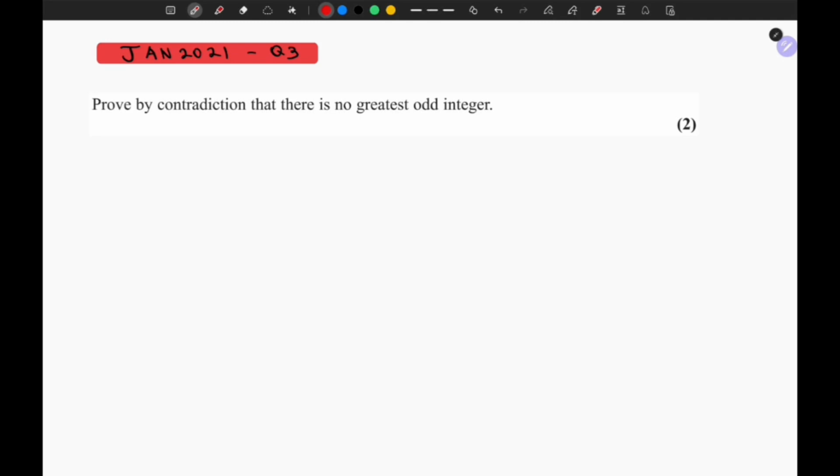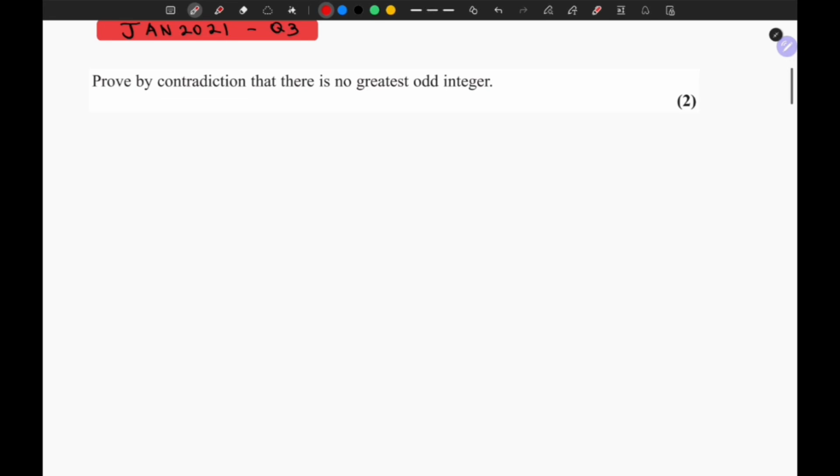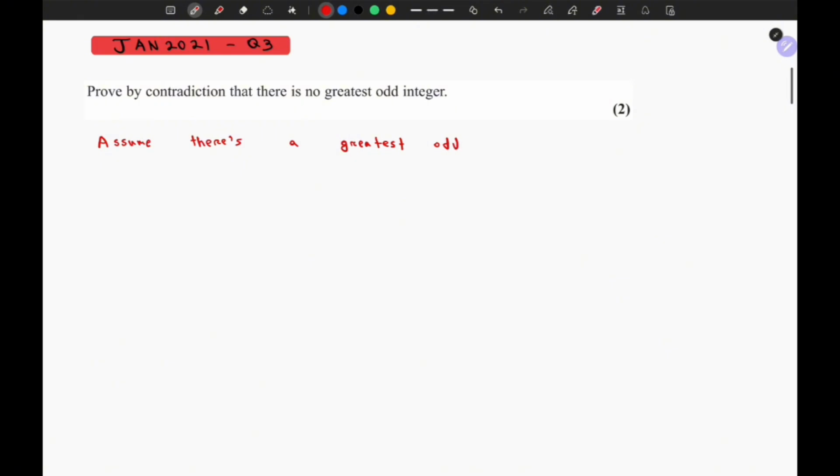And moving on to the next question. This is a question from January 2021, question 3. So this is very simple. We need to prove by contradiction that there is no greatest odd integer. So first of all, we need to assume the opposite. Assume there is a greatest odd integer, and that integer will be denoted by, let's say, n. So the greatest odd integer is n.